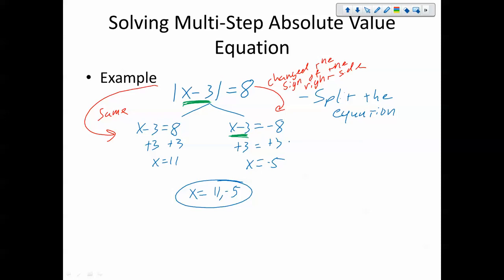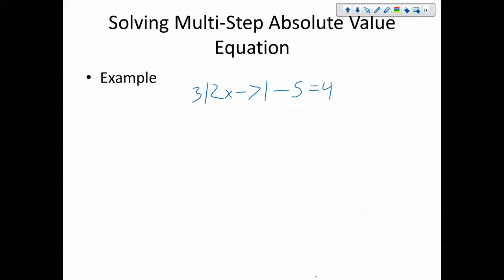11 minus 3 makes positive 8. Negative 5 minus 3 makes negative 8, which is a distance away from 0 of 8. So we had to split it up. Okay, that's that whole 2 equations, 2 solutions thing that we were talking about. Let's do a couple more examples.